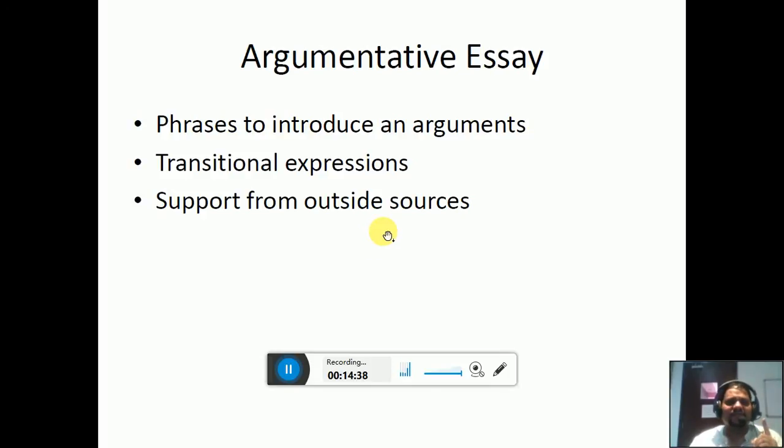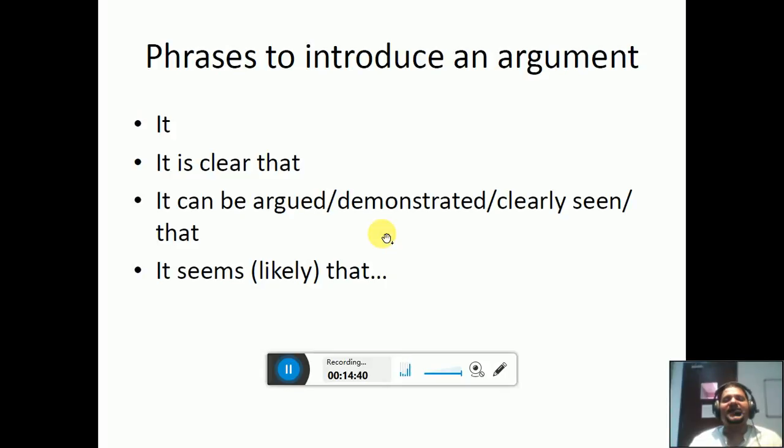Let's look at the first thing, phrases to introduce an argument. If you see on the screen here, you can use these phrases to introduce your arguments. Like you can say, it is clear that, it can be argued, it can be clearly seen, it can be demonstrated that so and so thing, it seems like that so and so thing. So use phrases to introduce an argument.